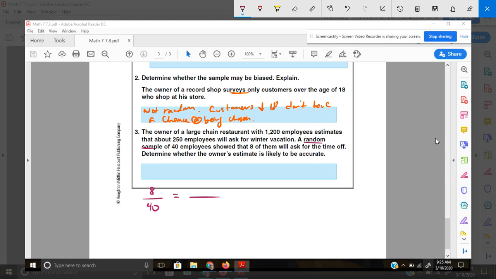Let's compare that to the total number of employees that they actually have. Notice I'm comparing total to total: total of my survey compared to total employees I actually have. I'm trying to find out what this equivalent ratio would be so that I know how many actual employees will ask off based on the results from this random survey. So a little bit of cross multiplication here.